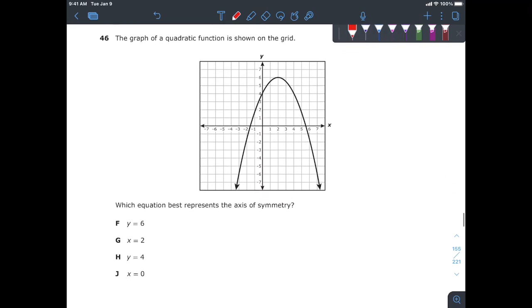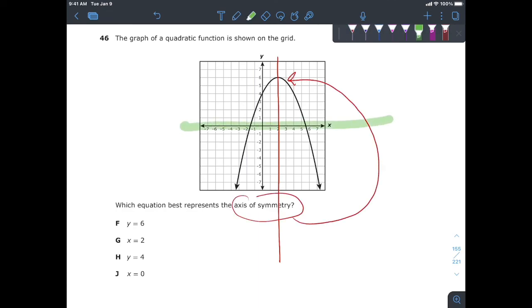Number 46. Which equation best represents the axis of symmetry? I just find the direct middle of it, and I make a line to cut it exactly in half. This is my axis of symmetry. And its equation is always going to be whatever number it touches on the x-axis. My answer is G.